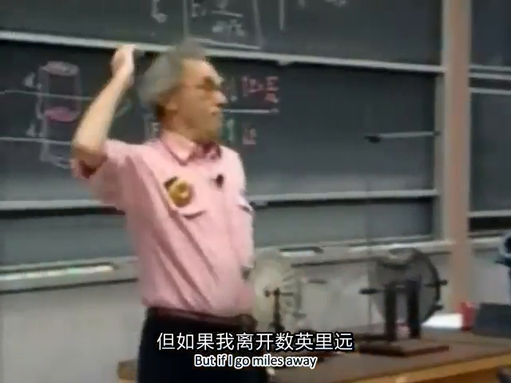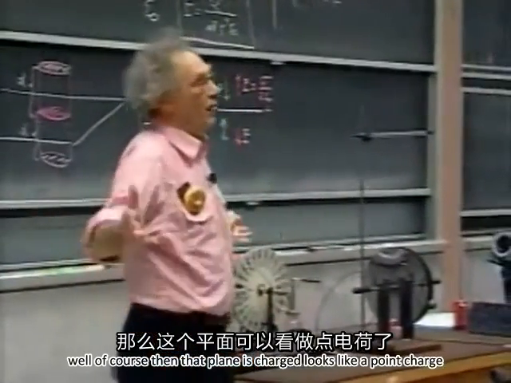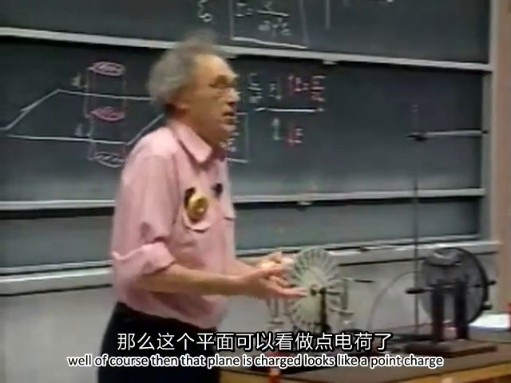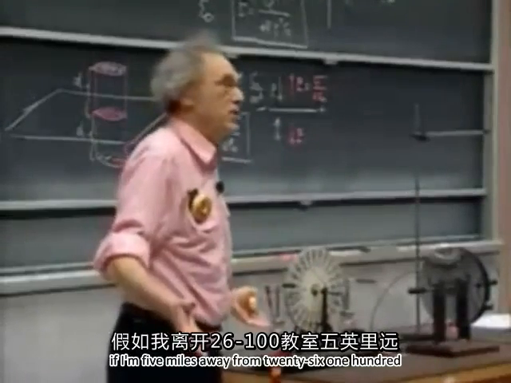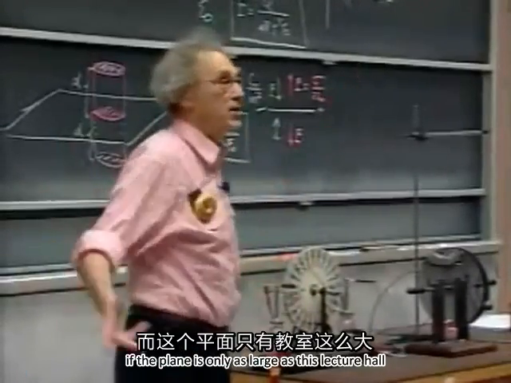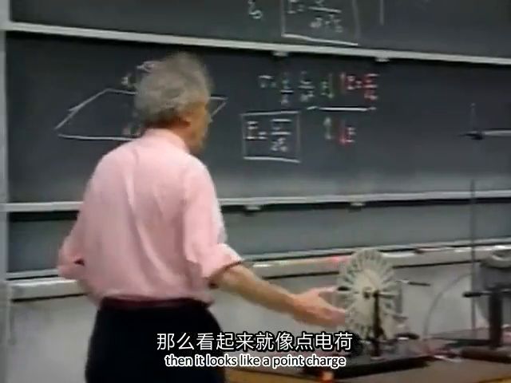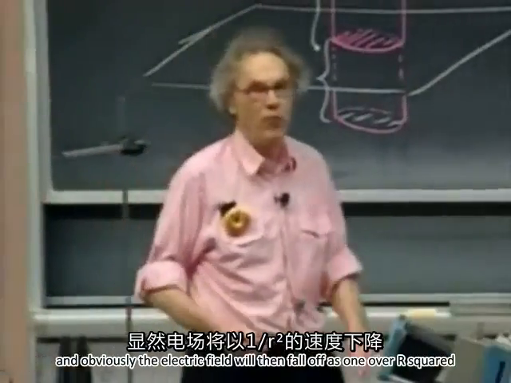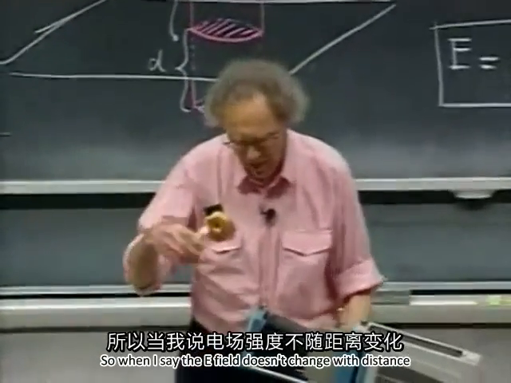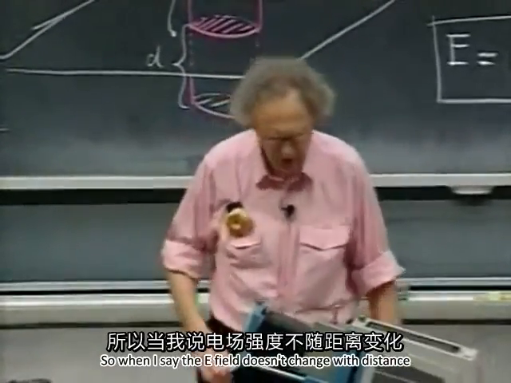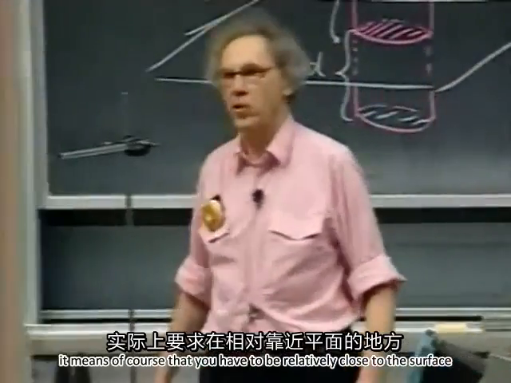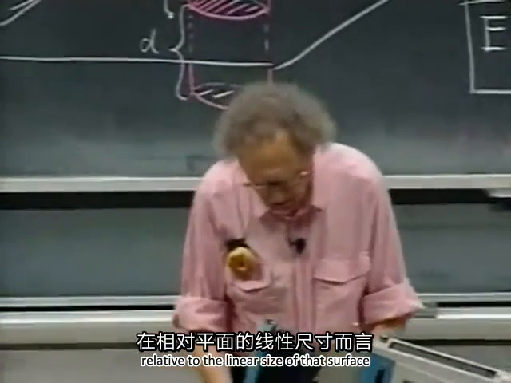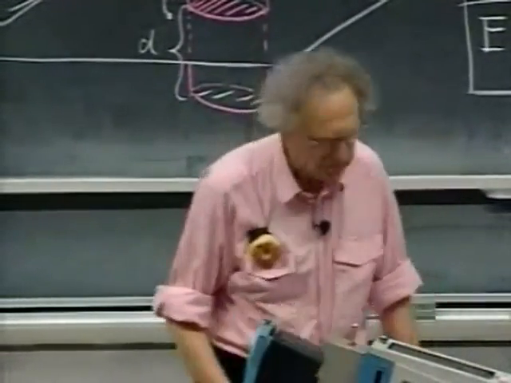But if I go miles away, of course, then that plane is charged, looks like a point charge. If I'm 5 miles away, if the plane is only as large as this lecture hall, then it looks like a point charge, and obviously the electric field will then fall off as 1 over r squared. So when I say the E field doesn't change with distance, it means, of course, that you have to be relatively close to the surface, relative to the linear size of that surface.